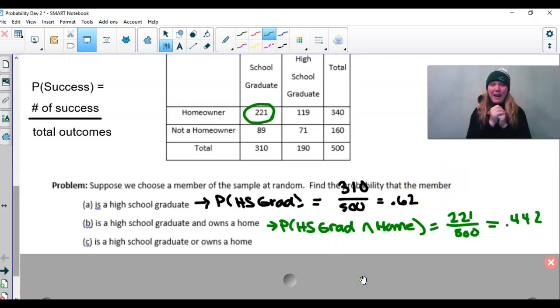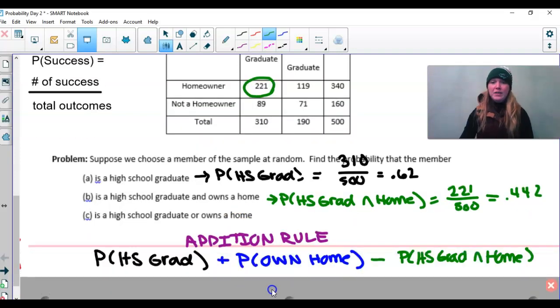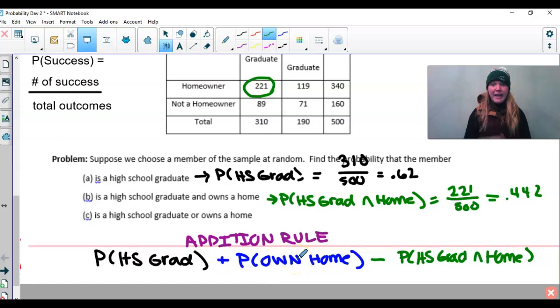What's the probability they're a high school graduate or owns their own home? So we see that "or." We are going to use the general addition rule. Whenever we see "or," we add up the probability that they're a high school graduate, plus the probability that they own their own home. And then we ask ourselves that important question: can it happen at the same time? And if it can, we subtract, and we'll talk about why. So that is that rule right here. Take a second and write that down.